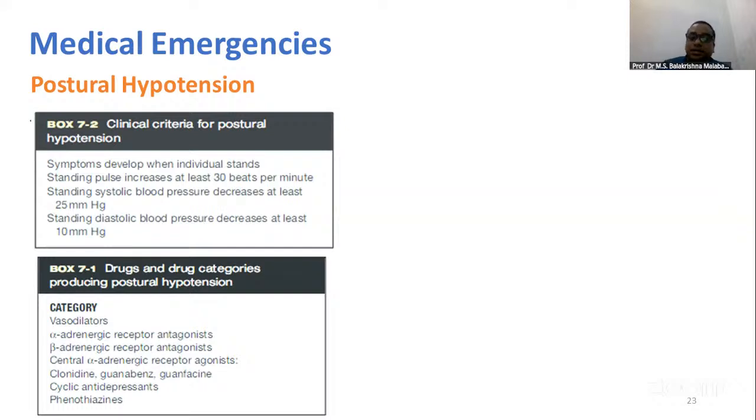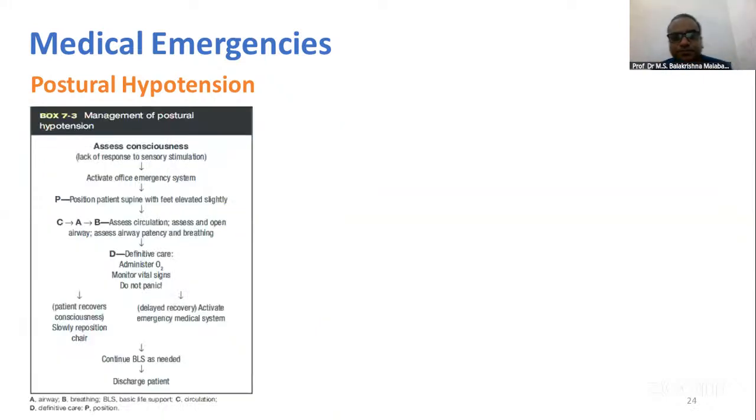So the drugs and drug categories which produce postural hypotension. As I told you, the patient may be on some drugs. The drugs could be vasodilators, and because of that, the symptom could have got aggravated. The patient could be on alpha adrenergic receptor agonist or antagonist, beta adrenergic receptor antagonist, central alpha adrenergic receptor agonist. So please learn this. These are the drugs the patient may be on because of some other problem, due to which postural hypotension develops.